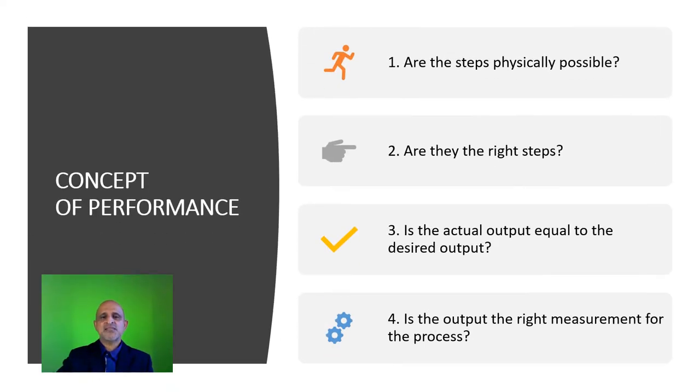When you consider performance and setting of goals, you must first raise these relevant questions. Are the steps physically possible? Are they the right steps? Is the actual output equal to the desired output? And is the output the right measure of the process? These are the various questions which you must ask yourself and your team when you design an assessment for performance.